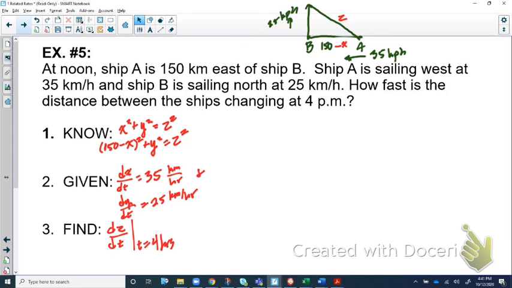So let's see what we know. When time is equal to 4, what do we know about the rates? How far have they gone? Look at this one here in black. If they're traveling 35 kilometers per hour, then for ship A at time equals 4 hours, they would have gone 35 kilometers times 4, which is 140 kilometers.